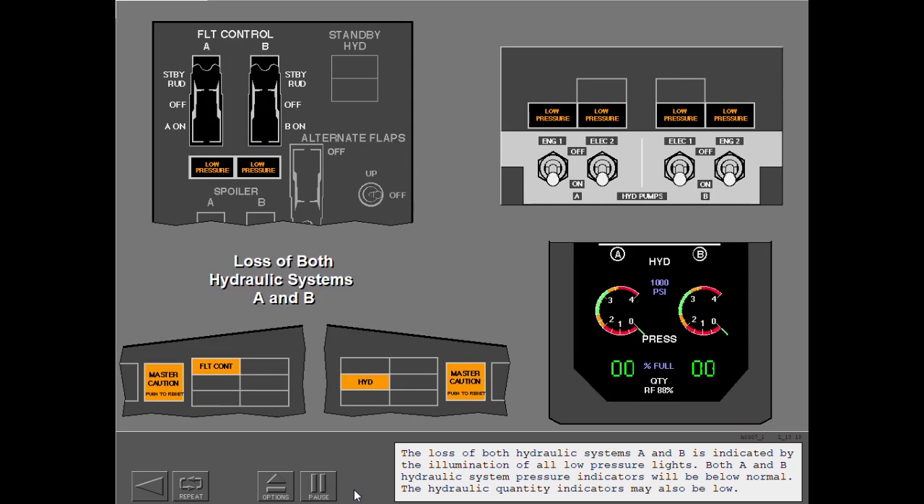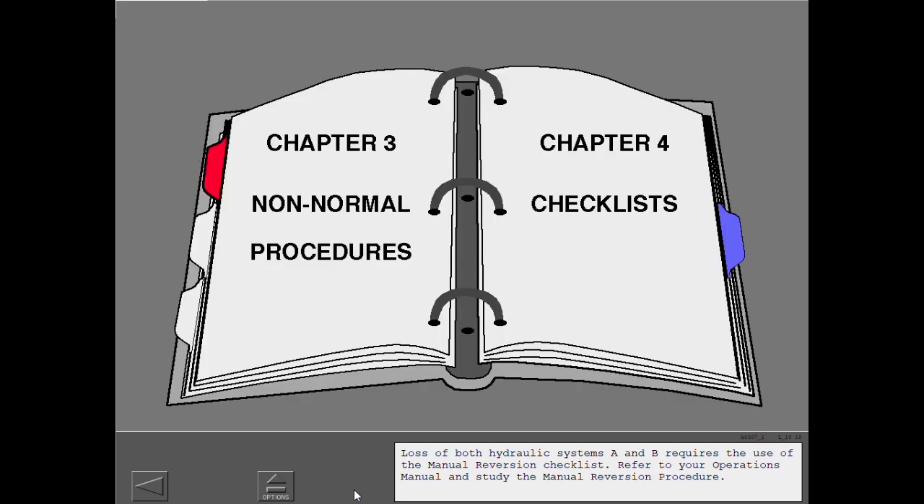The loss of both hydraulic systems A and B is indicated by the illumination of all low pressure lights. Both A and B hydraulic system pressure indicators will be below normal. The hydraulic quantity indicators may also be low. Loss of both hydraulic systems A and B requires the use of the manual reversion checklist. Refer to your operations manual and study the manual reversion procedure.